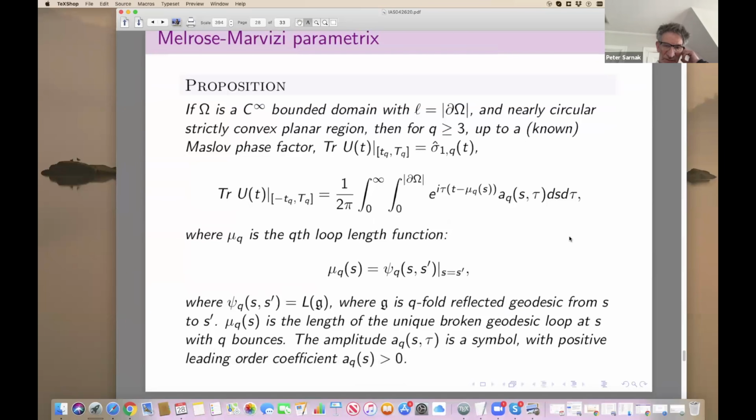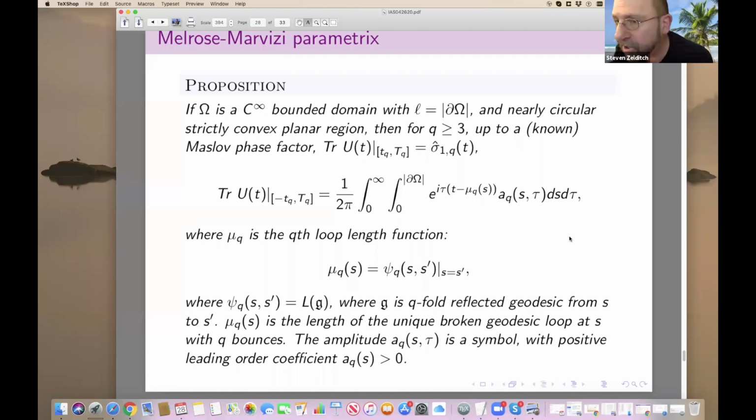Why do you need it for every q? Because we need to use Avila and De Simoi and all those. Their theorem requires that it's for every q greater than or equal to 3. Yes, you need rational integrability for q greater than or equal to 3.